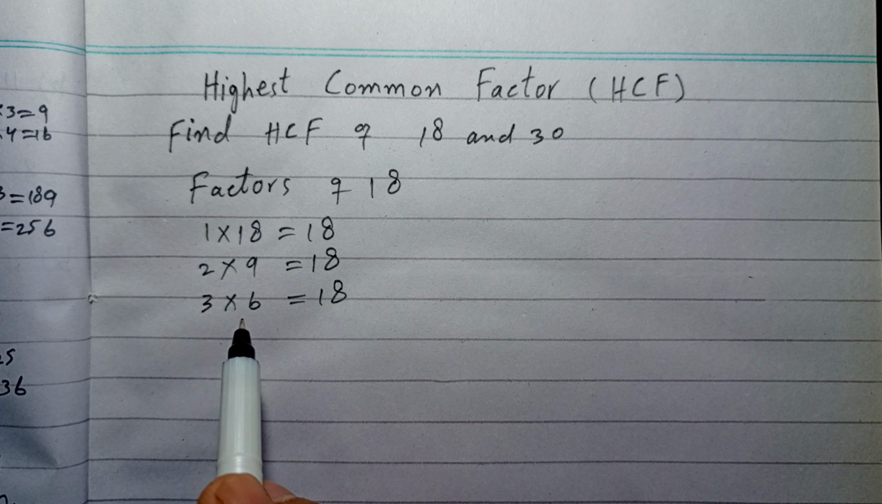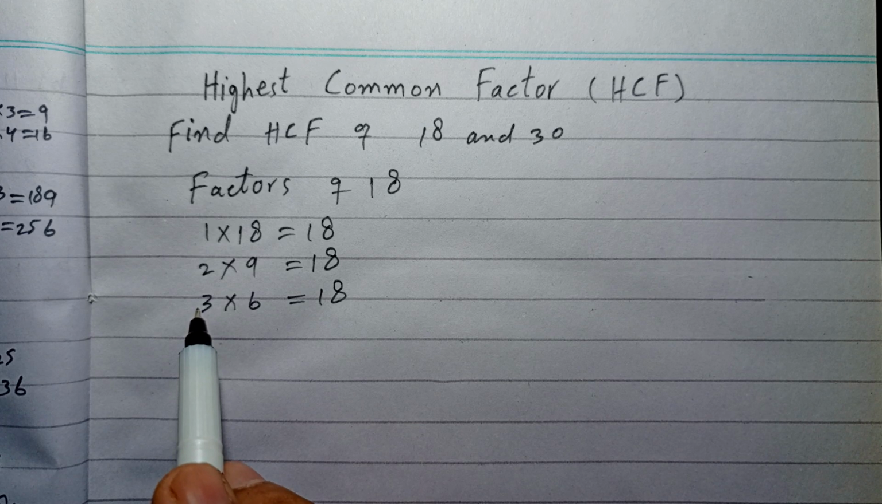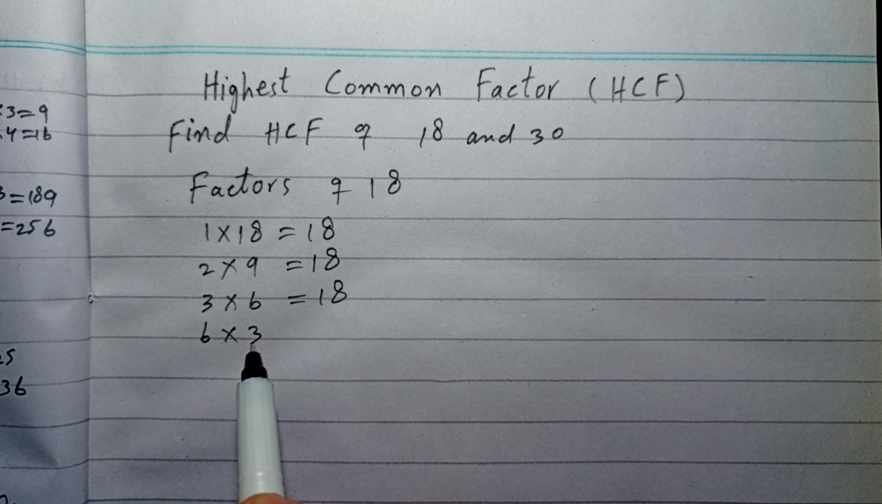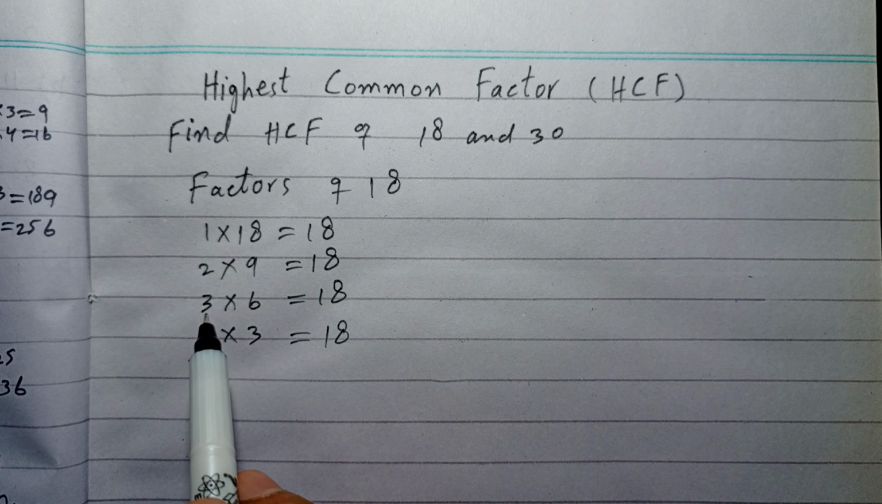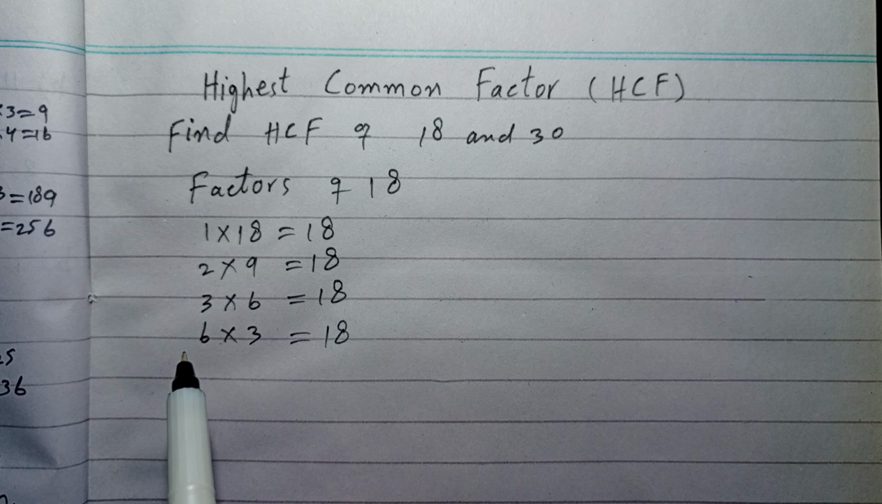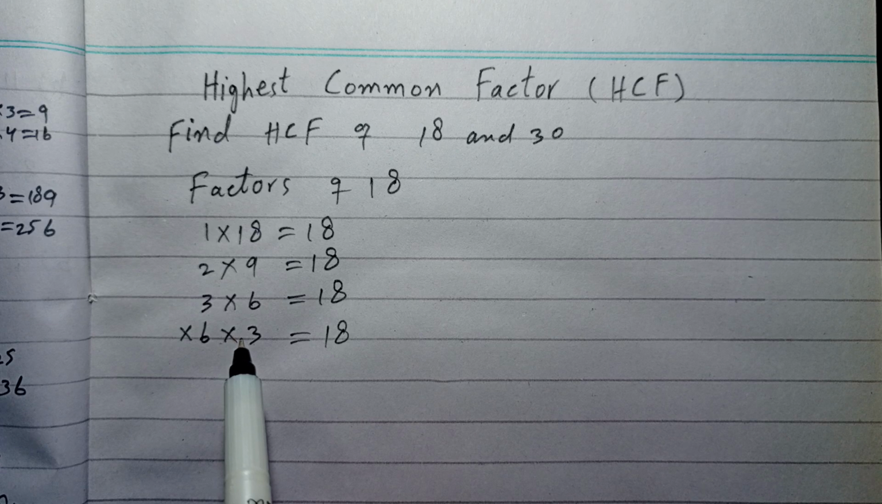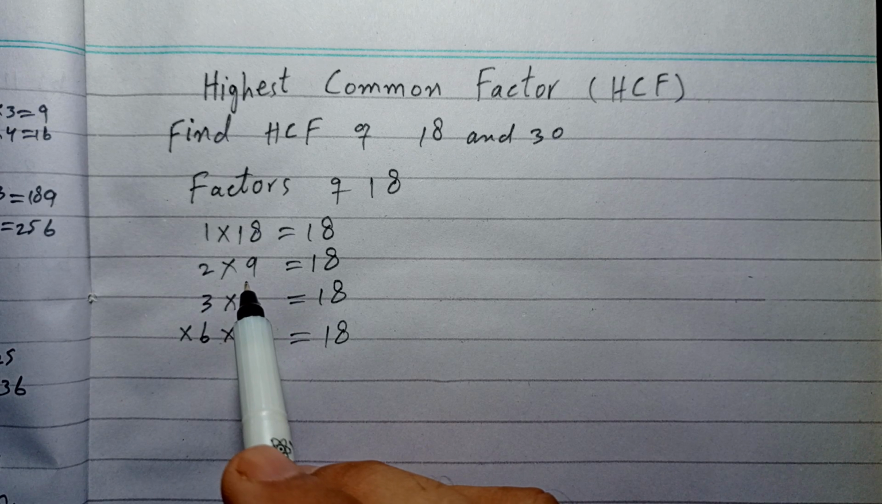Next is 5, then 6. You know that 6 multiplied by 3 is also equal to 18, but we have already written 3 multiplied by 6. It means that these numbers are repeating now, so we will not use 6 multiplied by 3, because it is a repeated number. So leave it, cross it, because now it has started repeating.